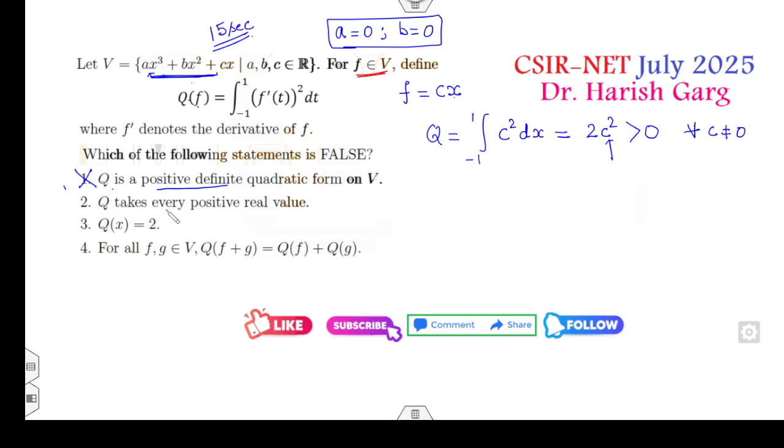Second is takes every positive real number. Yes, for the different values of c, if you choose c is 1, then the answer will be 2. If you take c equal to 0.1, then the answer will be 0.02. So yes, it takes all the positive real numbers. Is it possible that Q of x is 2? If the second option is the correct statement, because it takes every positive real number, it is also a positive real number. So the C option is also correct.